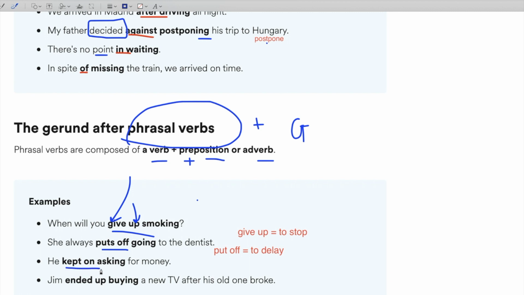Now, kept on. Kept is the past tense of keep. So if you keep on doing something, here we go. Oh, sorry about that. Okay, so for example, let's use this one and use this one. Okay, so here, keep on means to continue something. So he kept asking for money. He continued to ask for more money, right? Okay, ended up. Ended up means it was not planned. It was a result that happened but wasn't planned, okay?